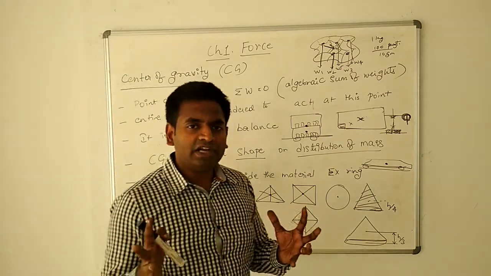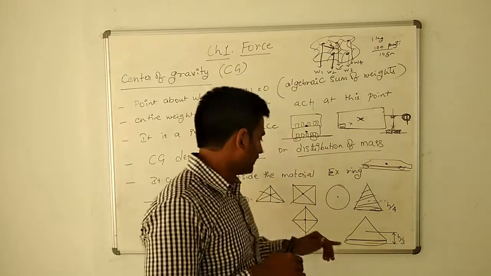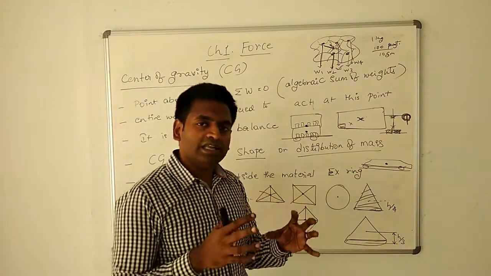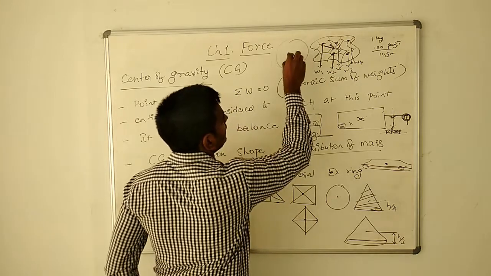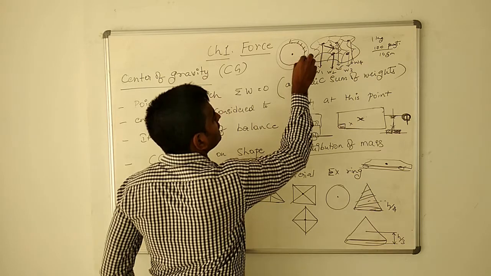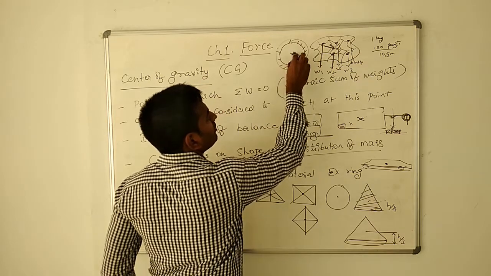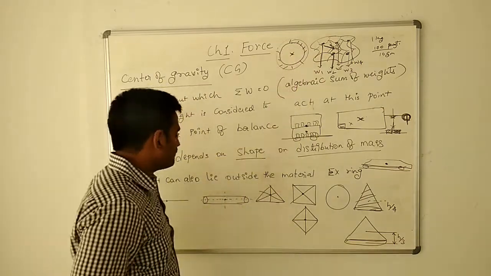Sometimes the center of gravity does not necessarily lie only within the material. It can also lie outside the material. For example, in a ring, the center of gravity is in the center of the ring where there is no material. So if this is my ring, the center of gravity is inside the ring. There is no material here, but the center of gravity is assumed to be here.